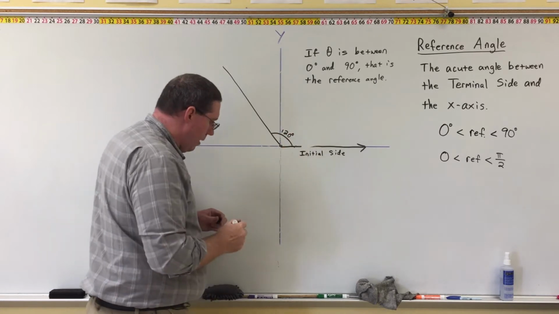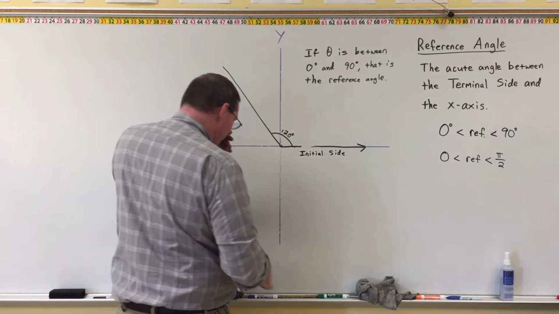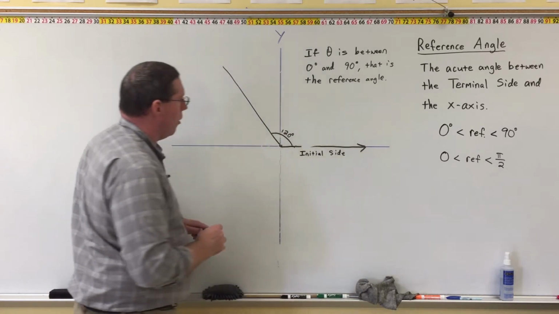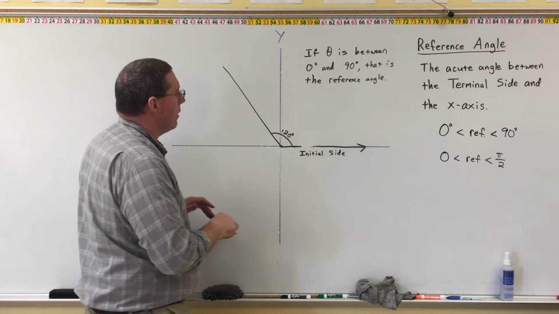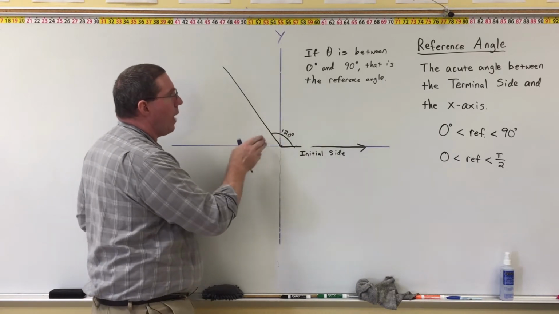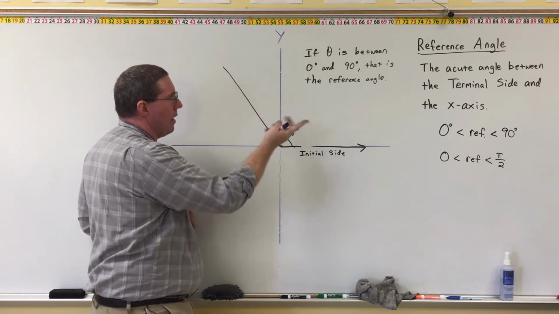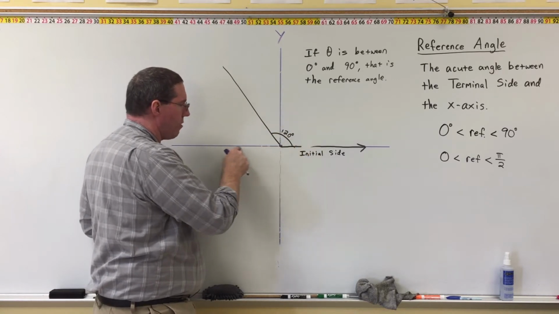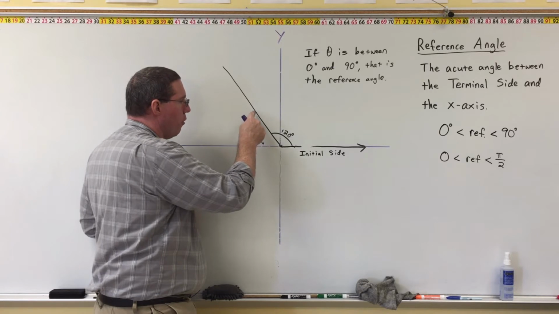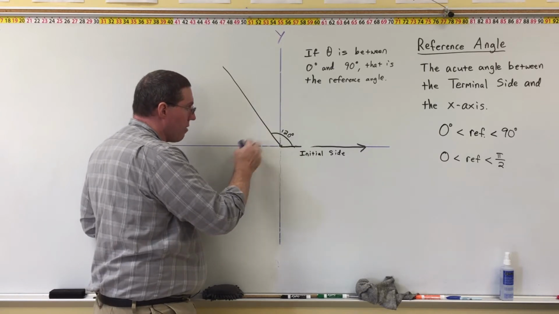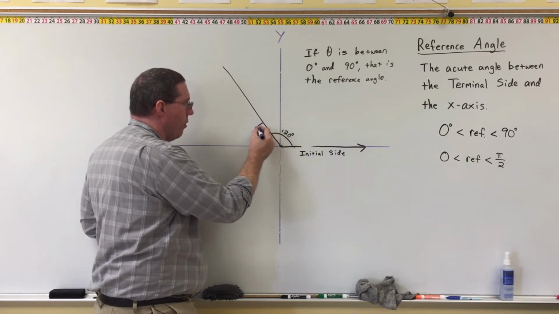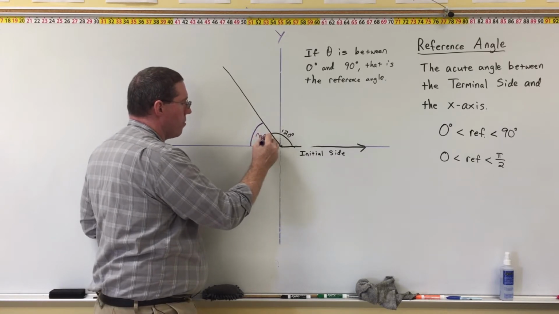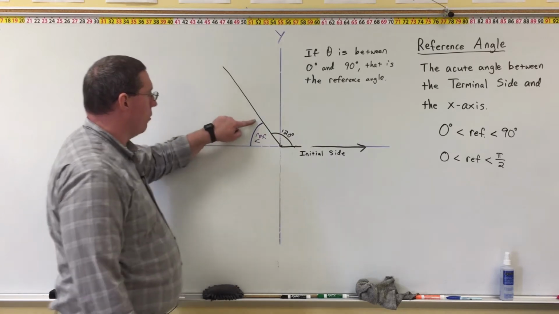Okay? Well, now our terminal side is in the second quadrant, and we want to know where is the reference angle. Okay? Well, again, it's the acute angle that's between the terminal side and the x-axis. Well, if we go from here over to here, that's not an acute angle, but here's the x-axis. So all we have to do is go from the terminal side to the x-axis and create an angle. That right there is the reference angle. Okay, that's the reference angle right here.